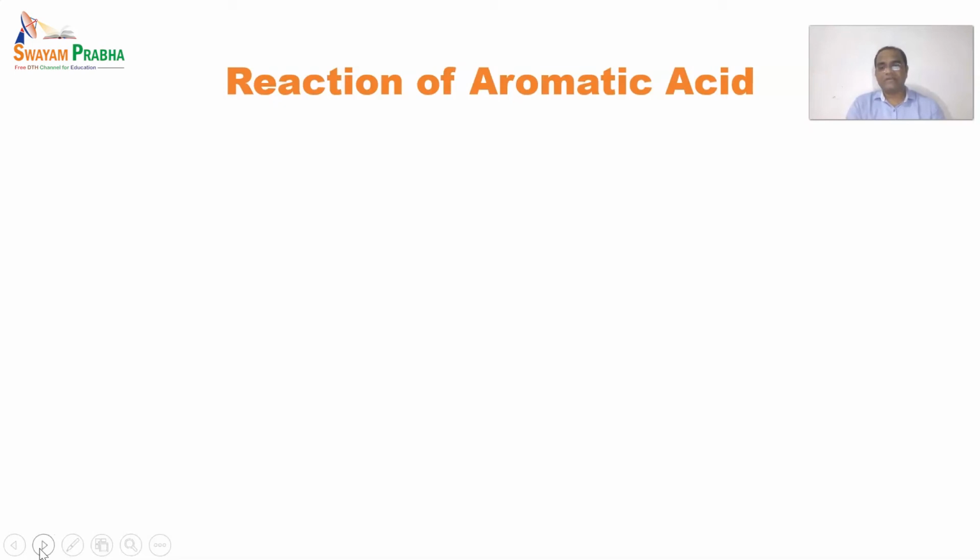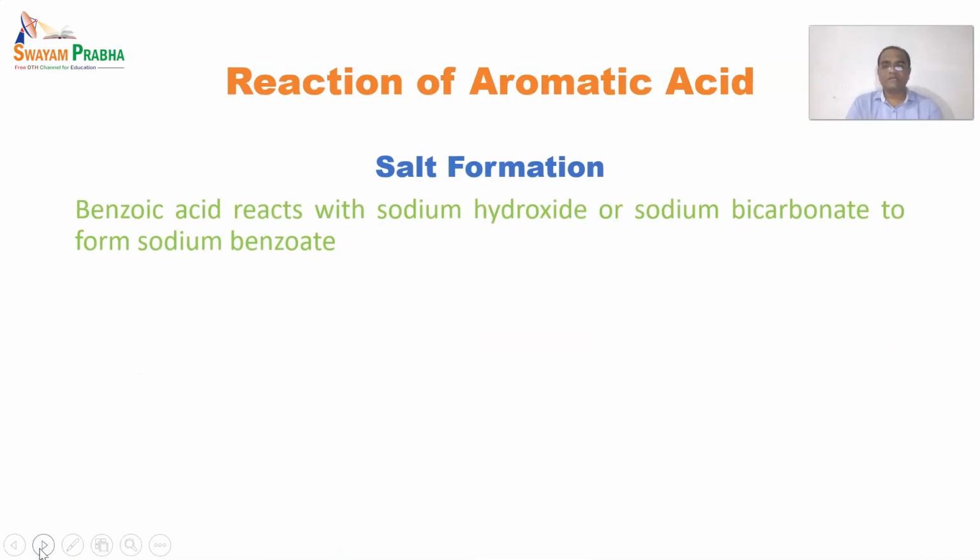Now the next part is reactions of aromatic acids. Here also we have taken a representative example, that is benzoic acid. First reaction is salt formation. Salt formation can be done in two ways. One is that benzoic acid reacts with sodium hydroxide, and another way is that benzoic acid reacts with sodium bicarbonate to form sodium benzoate. At the end both products are similar, but in one case sodium hydroxide is the reagent used, and in the second sodium bicarbonate is utilized.